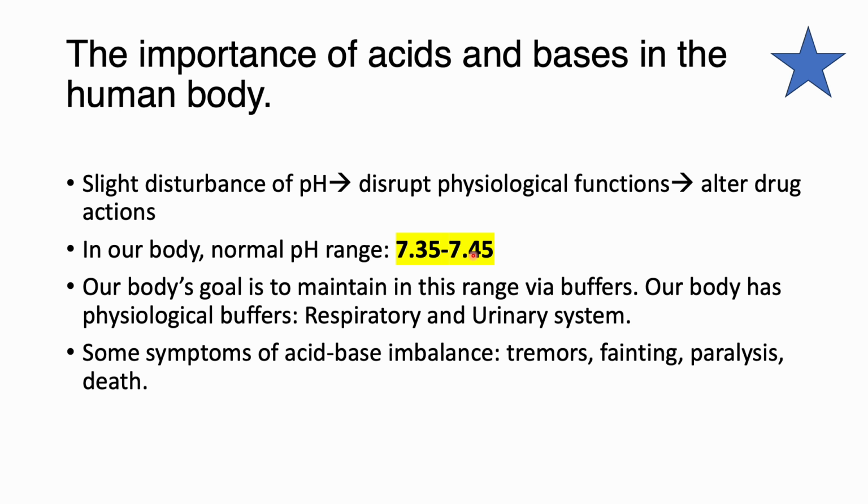How does our body try to maintain this very narrow pH range? Our body uses buffers. Our body has physiological buffers, which are the respiratory system and the urinary system. We're going to learn about that in much more detail when we go through the renal chapter. Some symptoms of acid-base imbalances are tremors, fainting, paralysis, and even death.